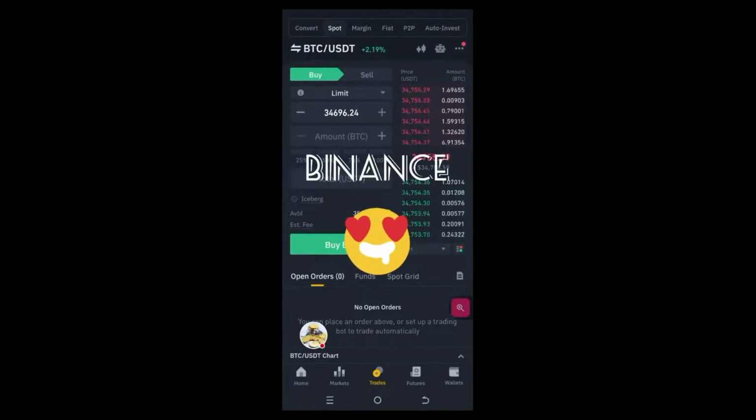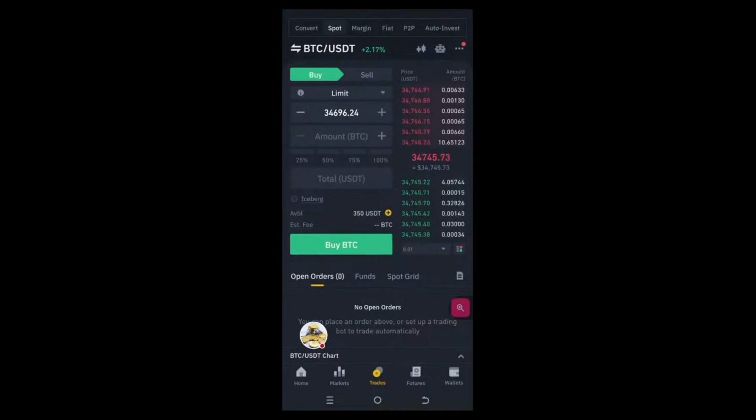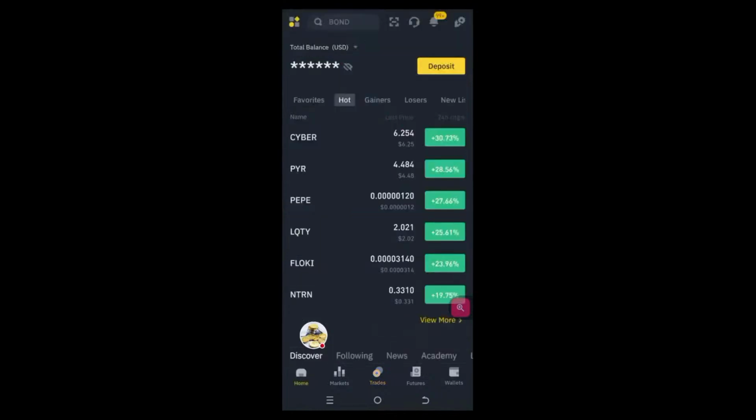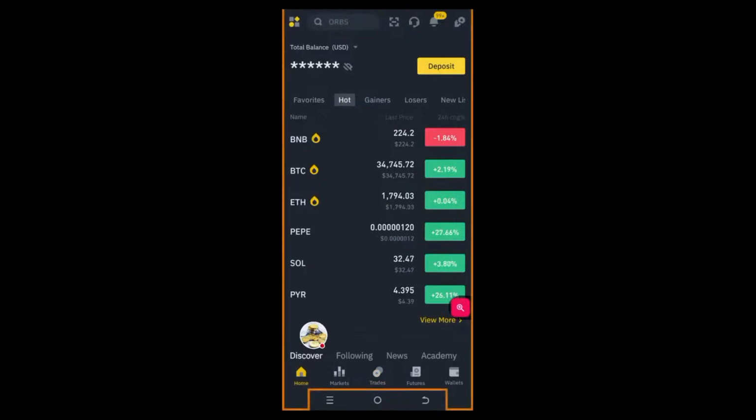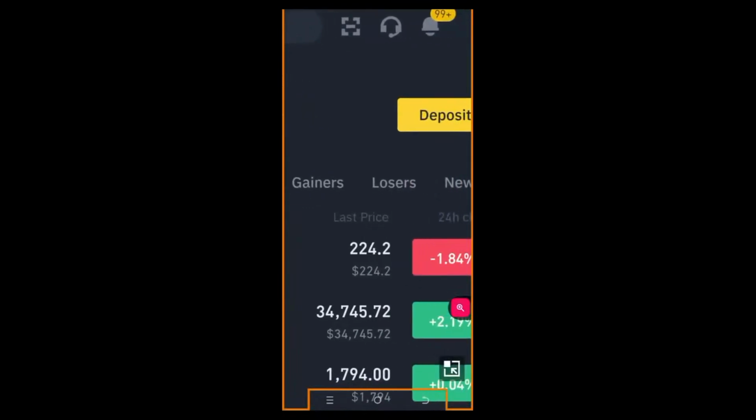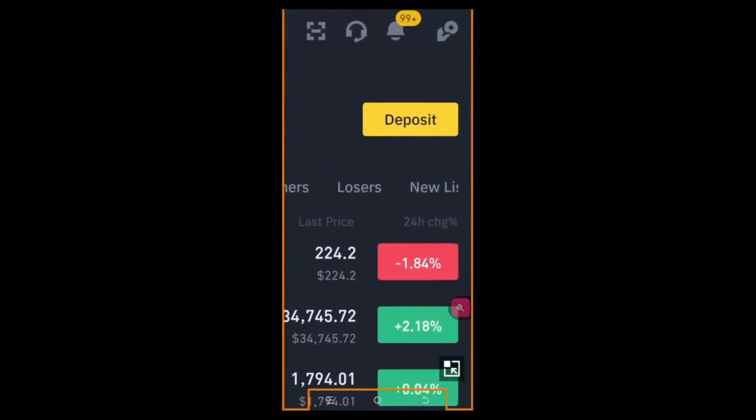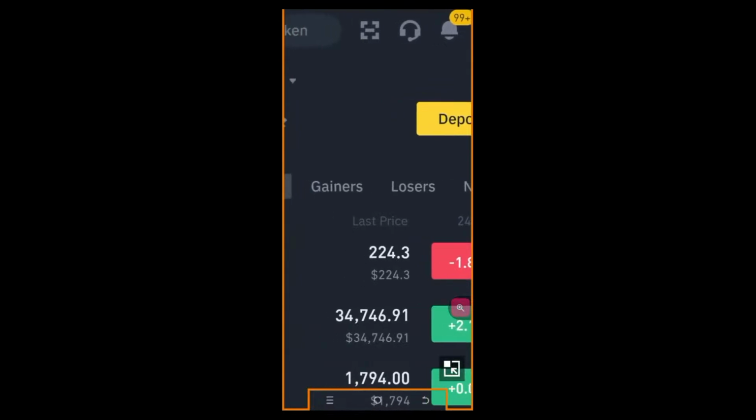Okay, let's go ahead and now for our spot trading, I love to use gainers, right? And you can use any of these. You can use gainers. You can, let me just enlarge this. You can use gainers. You can use losers. You can use new listings. But my all-time best is gainers.